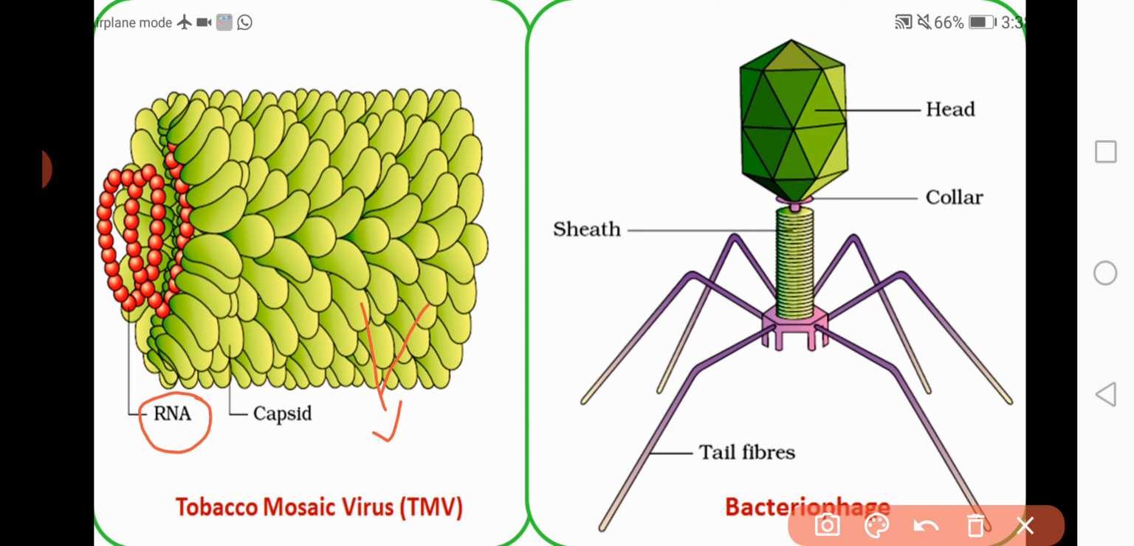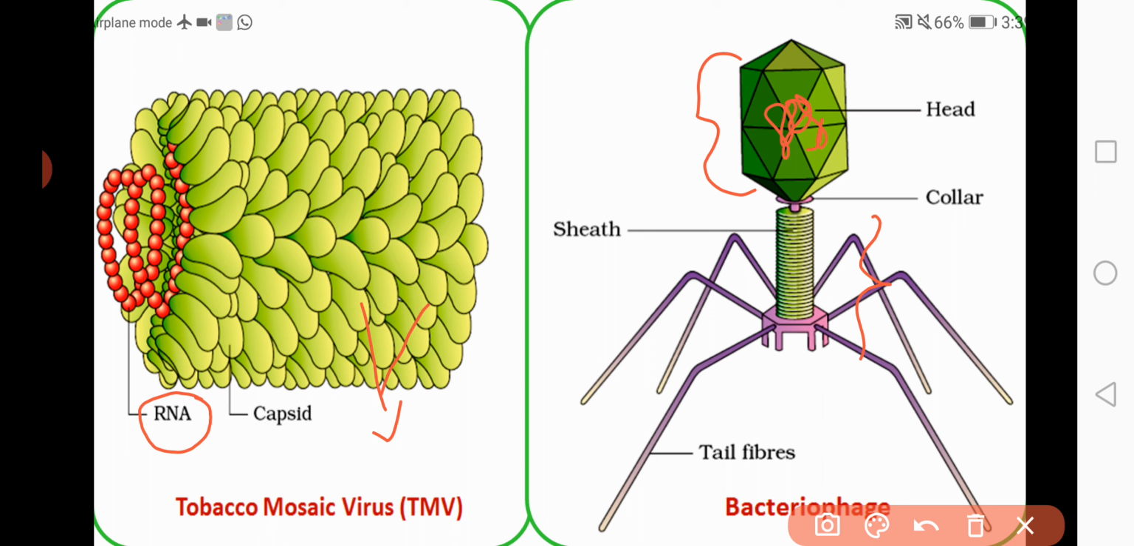So this bacteriophage mainly contains two regions, head and the tail. So this is the head region and this portion is called the tail. Now the head is polyhedral, meaning it has many faces, and within the head it contains double stranded DNA which is in the folded form. Once again I'll repeat.